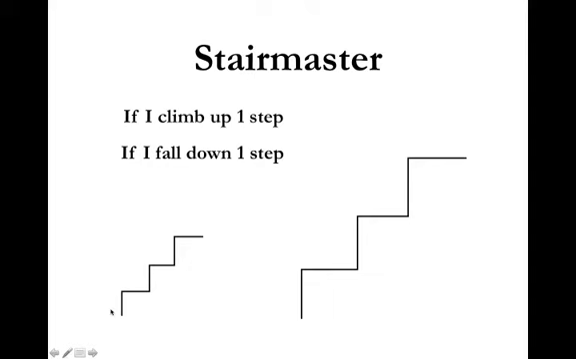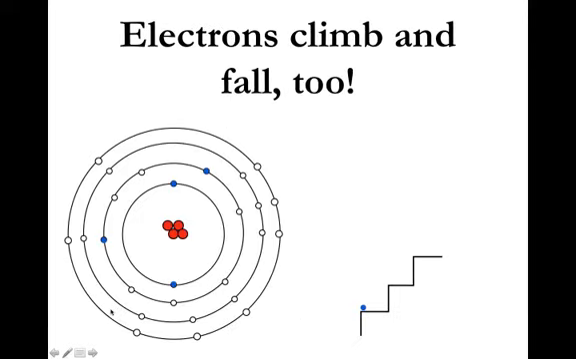The reason I'm telling you that is the following. It turns out that electrons in an atom climb and fall too. But they don't climb and fall steps. You can think of them as climbing and falling on different shells of the atom. So this is related to the idea of shells that we talked about in earlier units. So you can imagine a pretend atom here. It doesn't really matter which one it is.